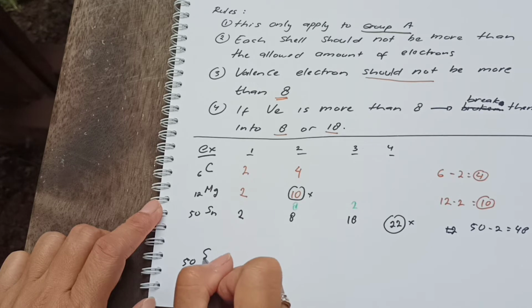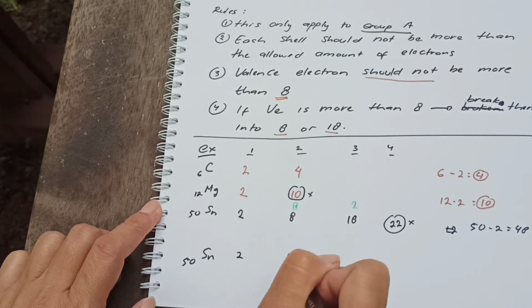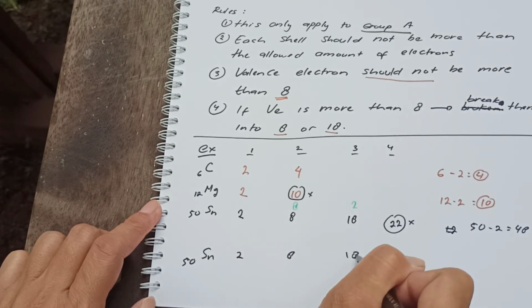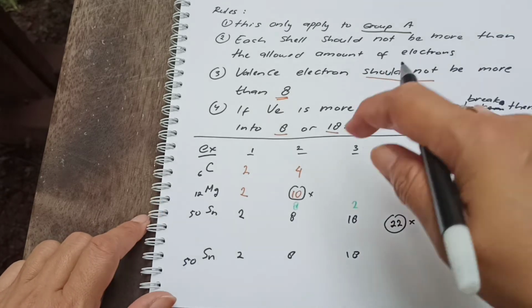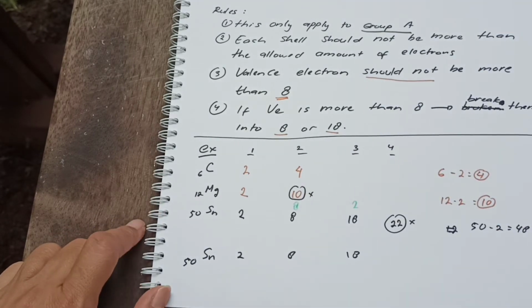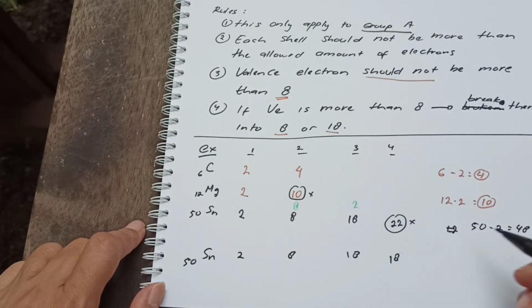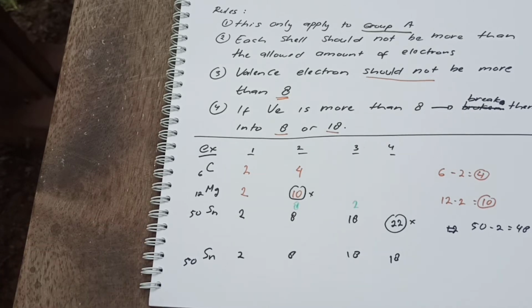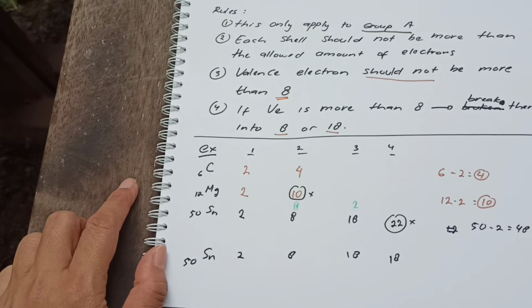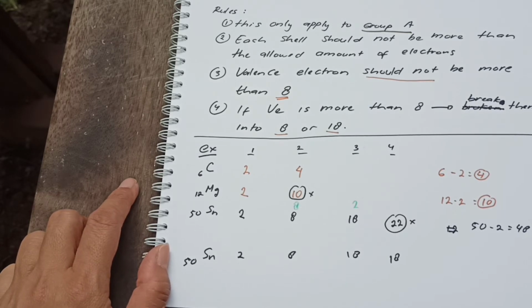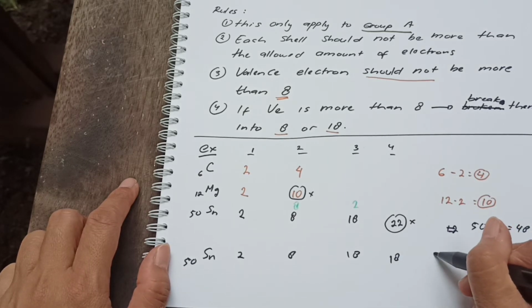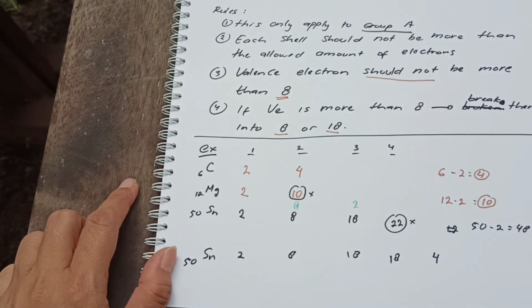50Sn: 2, 8, 18. 22 should be broken down into 18, not 8, because 22 is already more than 18. So you put 18 here. So 22 minus 18, you still have 4. You put 4 here in the fifth shell.